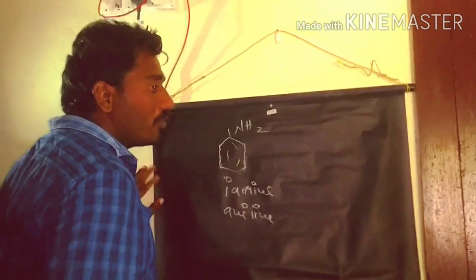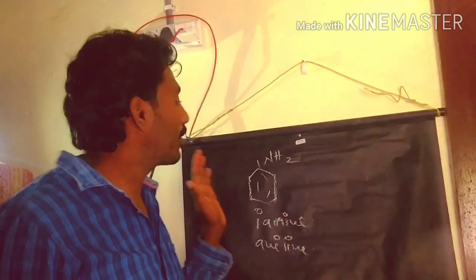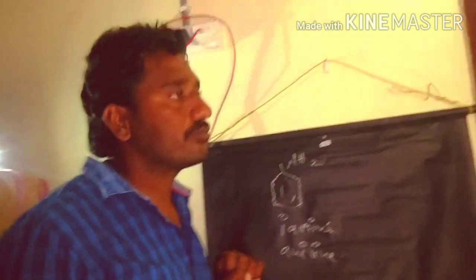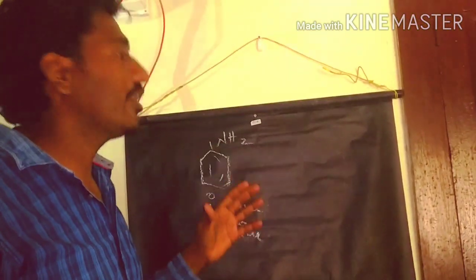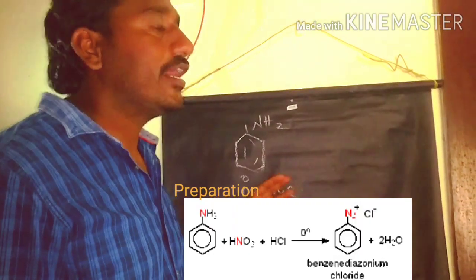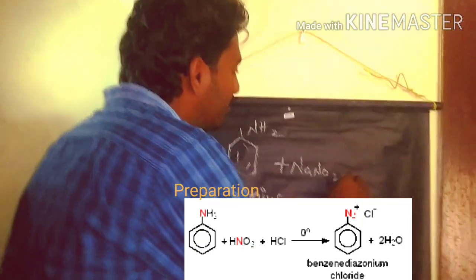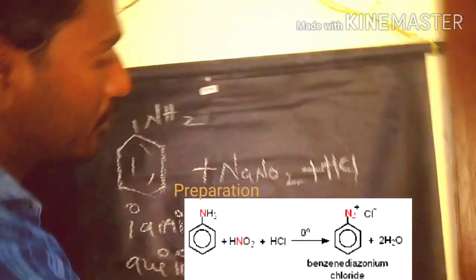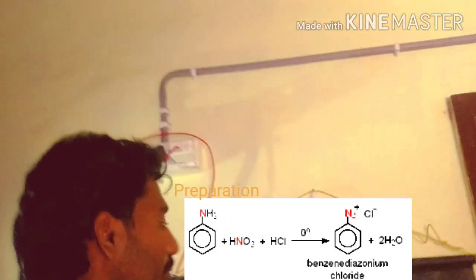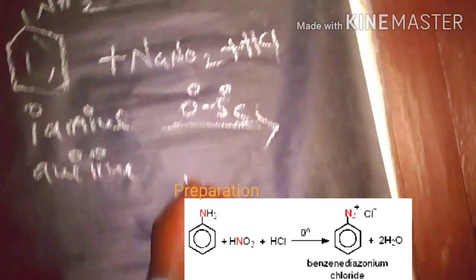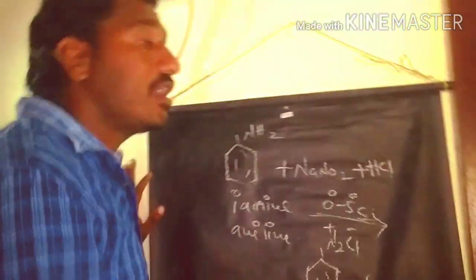So how do we prepare the aryl diazonium salt from aniline? This is a very simple reaction, and we know it very well. Aniline reacts with sodium nitrite plus HCl at low temperature, 0 to 5 degrees. Under these conditions we get the aryl diazonium salt from aniline. So this is the aryl diazonium salt.